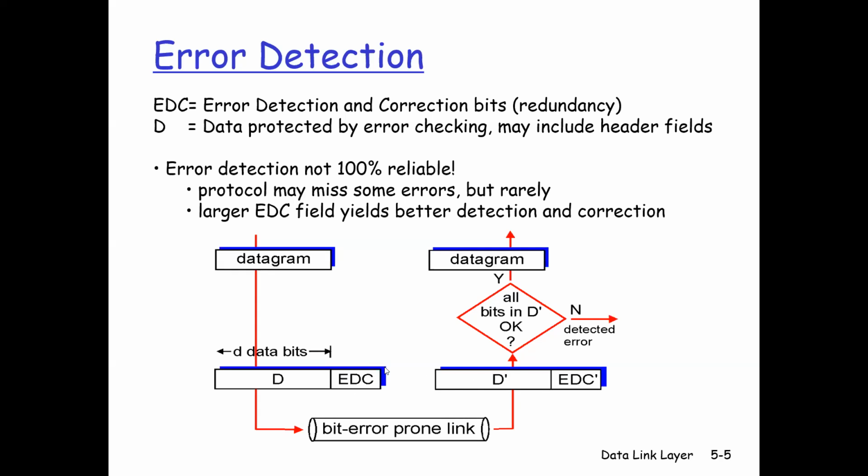They'll be based on certain coding algorithms, and when you receive this, you're going to check and see whether what you received is correct or not. So you'll check and see whether all the D prime bits are okay. If they are okay, then the datagram is fine and you will send that up to the network layer. If an error is detected, if they're not okay, then you've detected an error, and based upon detecting an error, you will take further decisions.